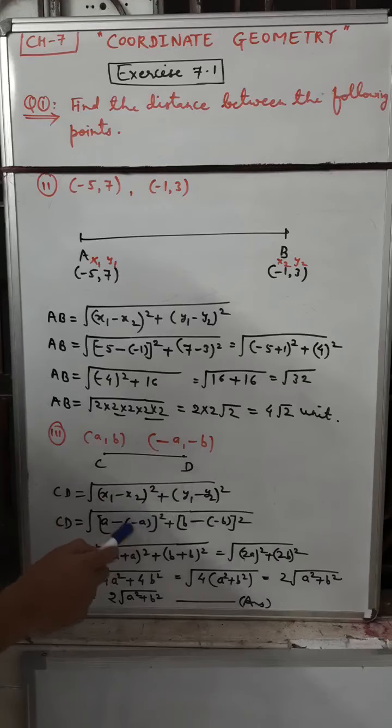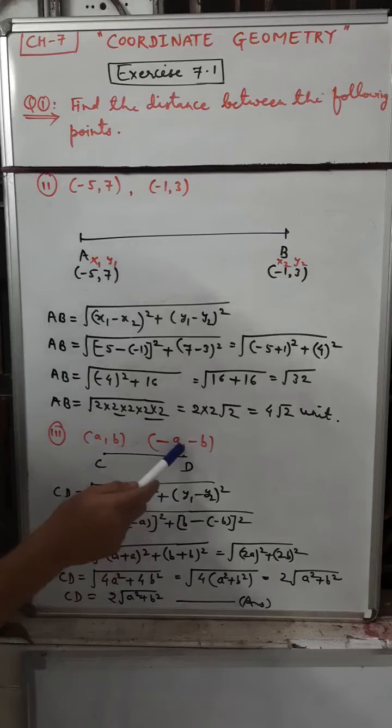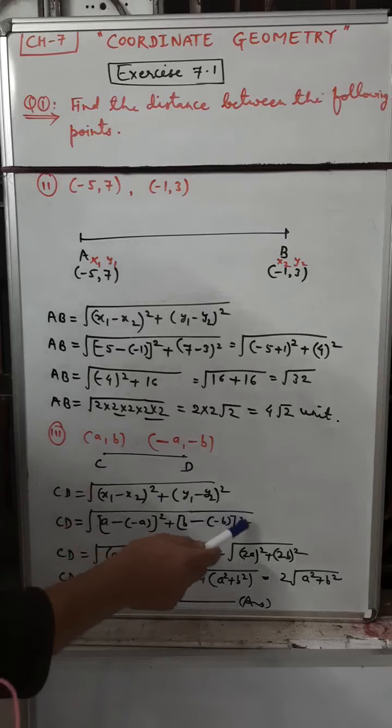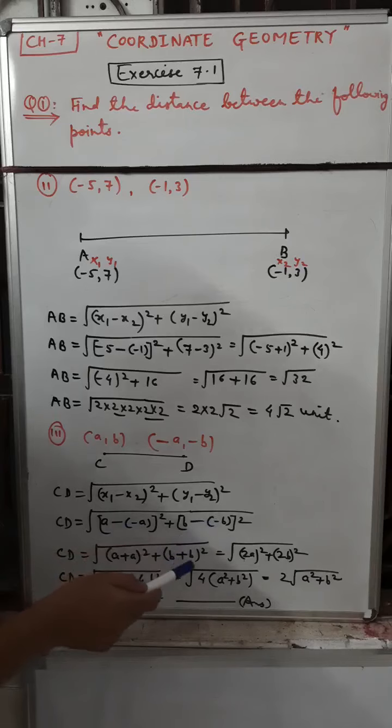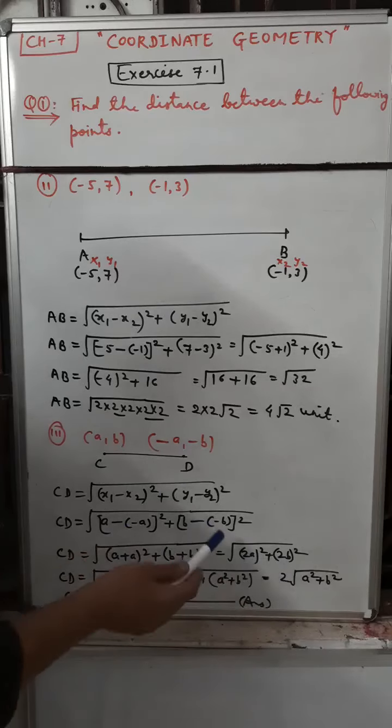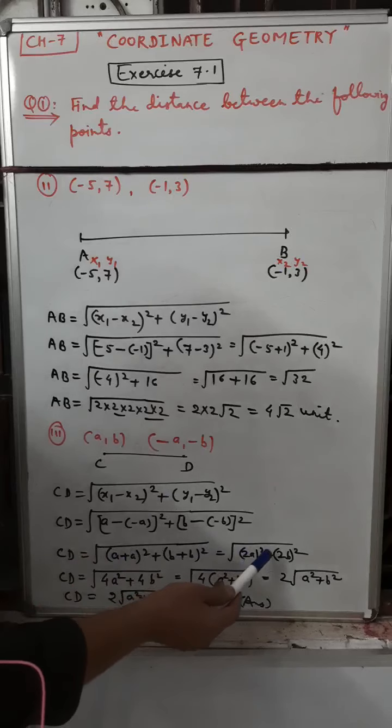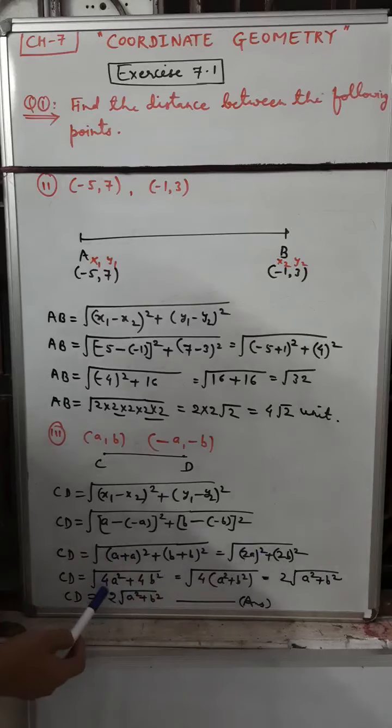So inside the small bracket we put minus a, and whole square, x1 minus x2 whole square. Then plus y1, which is b, minus minus b whole square. So minus minus will become plus: a plus a whole square, and b plus b whole square. That means 2a whole square or 2b whole square. So 2a whole square means 2 2s are 4, a into a square, so 4a square. And 2b whole square means 4b square.